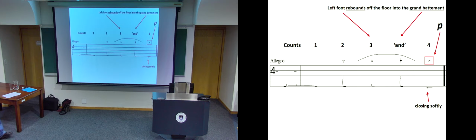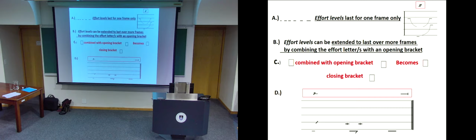Here we've got a similar thing, but we've also got something different. We do it with a rebound. So we've got step forward, greater than. We do accented grand battement, rebound up, and a soft closing. Rebound up, soft closing, not just closing. Okay. Can I go on? Okay. So remember that these effort levels that we use, they only last for one frame.